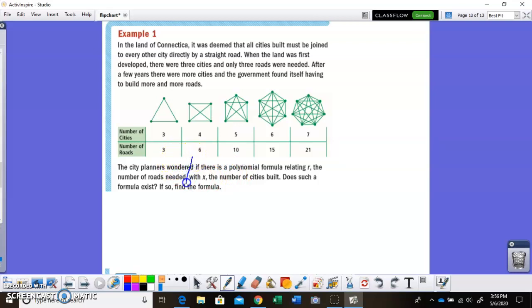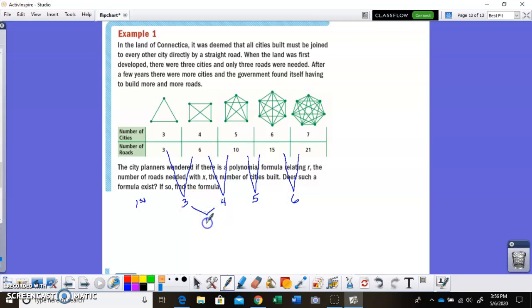So we're going to start here where we're going to do 6 minus 3. And we're going to do 10 minus 6, and 15 minus 10, and 21 minus 15. And you can see that in the first row, it's not constant, so it is not going to be a linear polynomial. Okay, so we have to continue on with our finite differences to see what our degree will actually be.